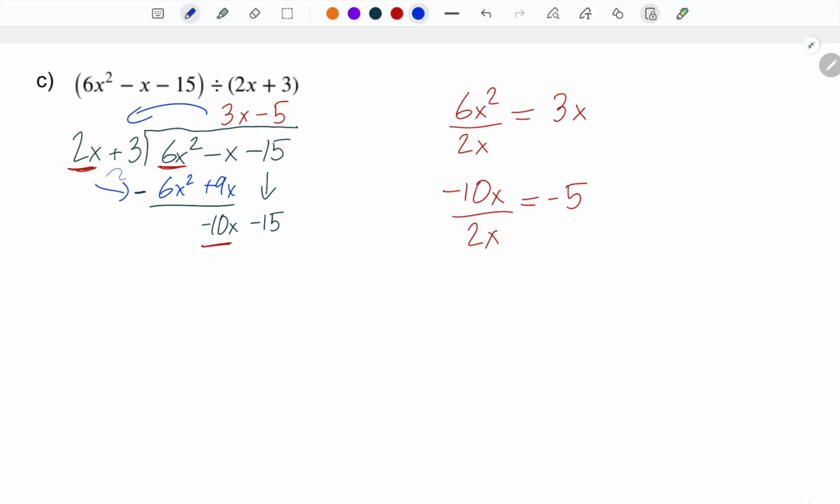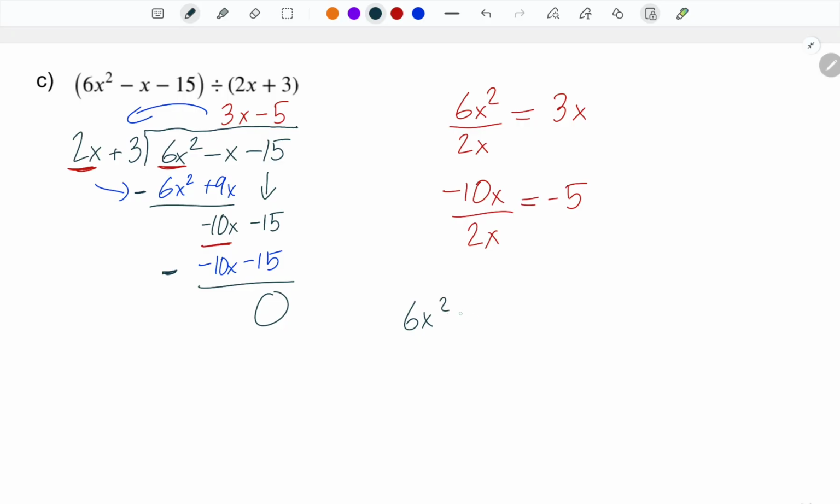Let's multiply the minus 5 through. So negative 5 times 2 is negative 10x, negative 5 times 3 is negative 15. Again, they cancel when you subtract. You get no remainder.